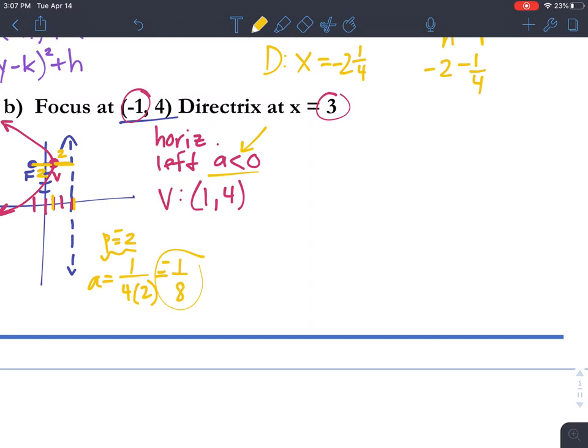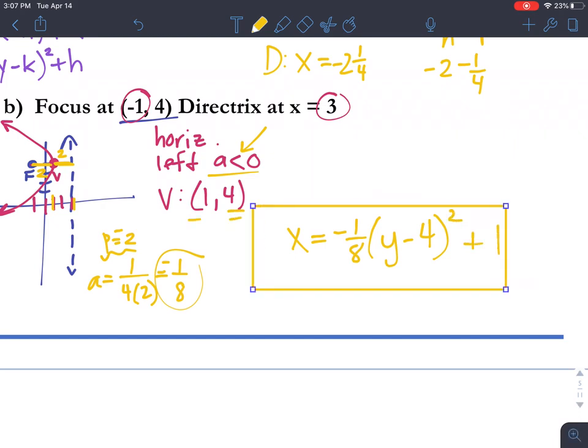So let's try writing this, guys. x equals -1/8 times (y minus 4) squared plus 1, where h is 1. And that is your final answer here.